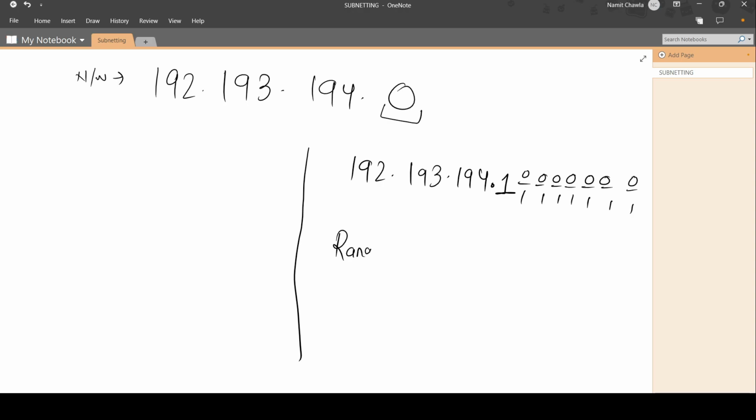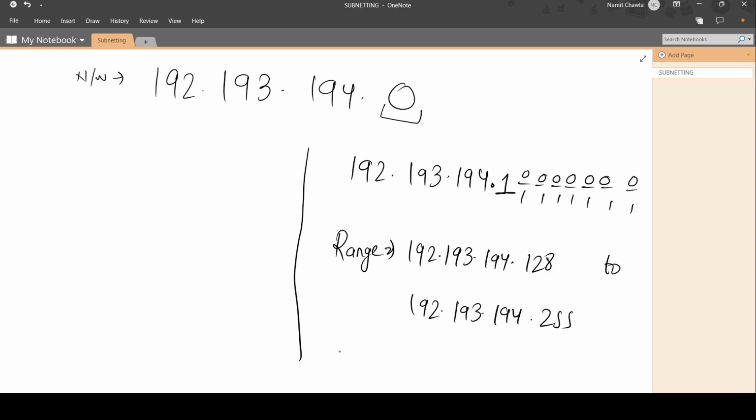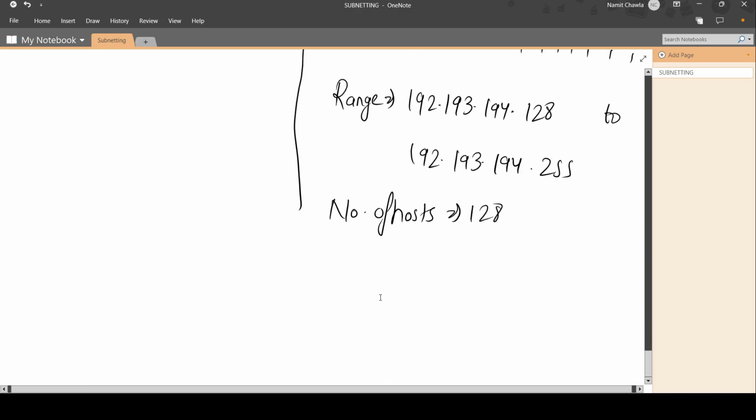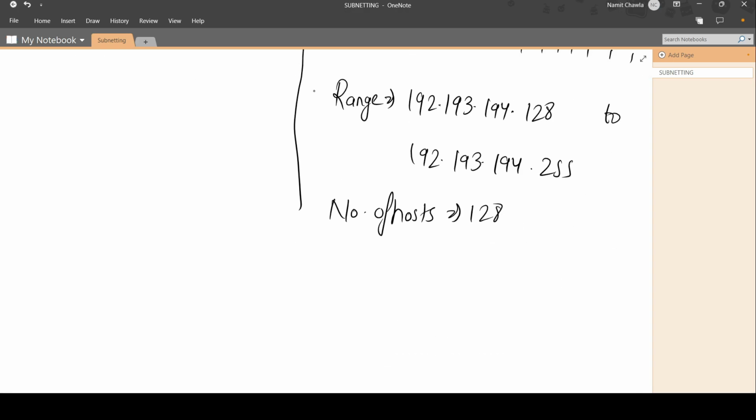Range will be 192.193.194.128 to 192.193.194.255. Number of hosts: 128. Already done two things, so I'll make a bullet point over here.